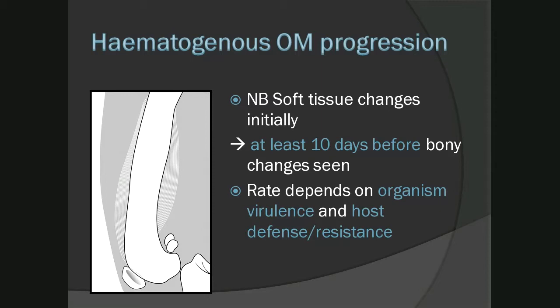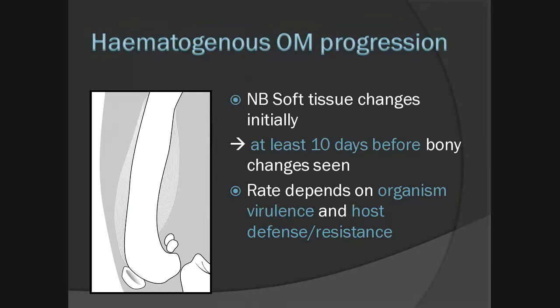So on radiographs, the initial finding for osteomyelitis is usually just soft tissue swelling. Remember that there needs to be at least 10 days before bony changes are seen. So radiographs typically lag behind the clinical signs, and it usually takes about 30 to 50% loss of bone before it is seen on a radiograph. The rate of change also depends on the organism virulence and the host defense and resistance.